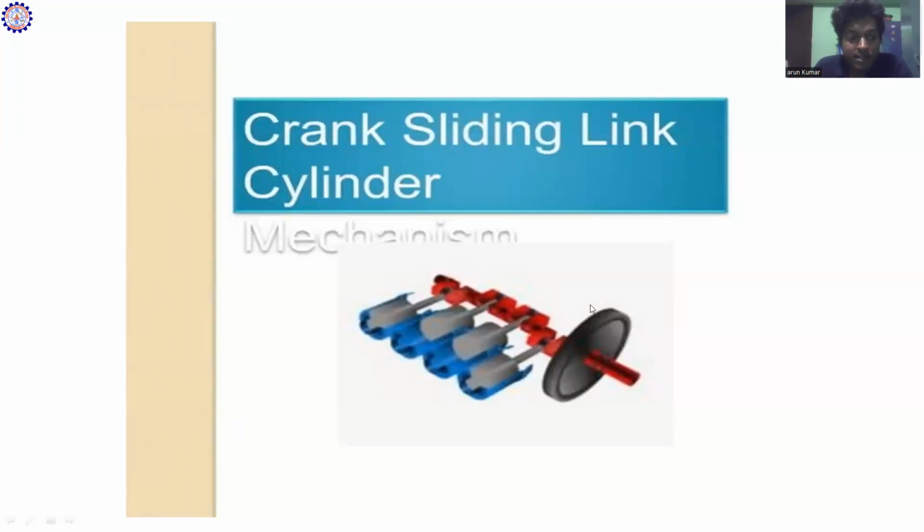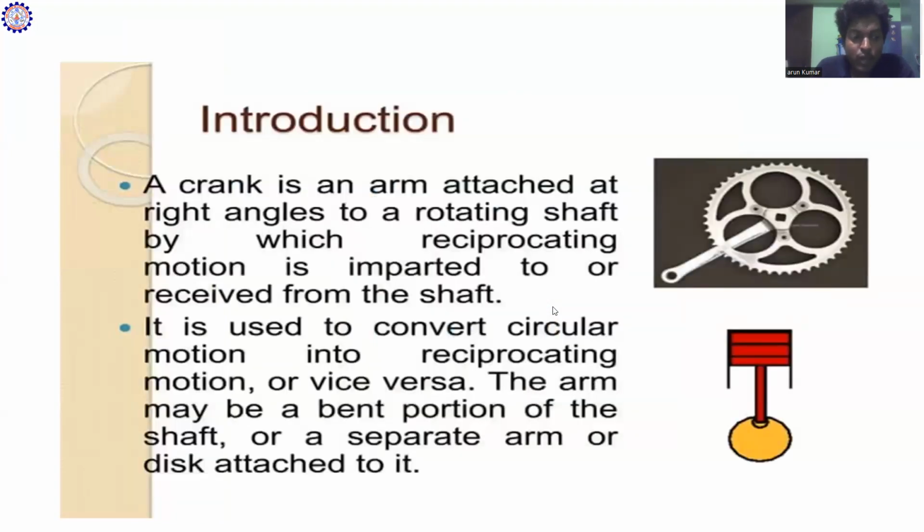Good morning. In this lecture series, we see about the crank sliding link cylinder. We see what is the meaning of crank slider link and how it works in this principle. Okay, so let's move on to the introduction.